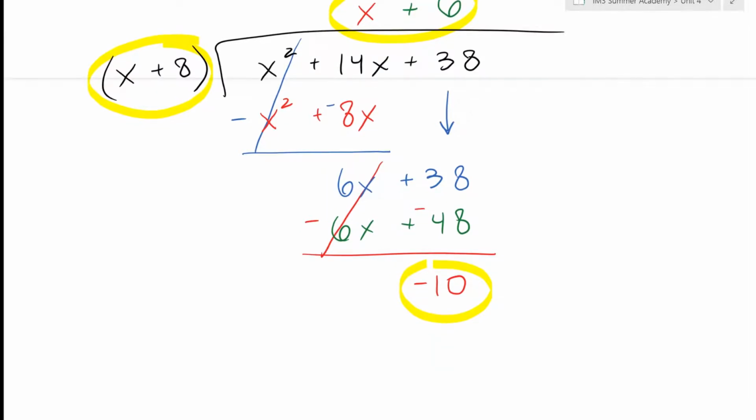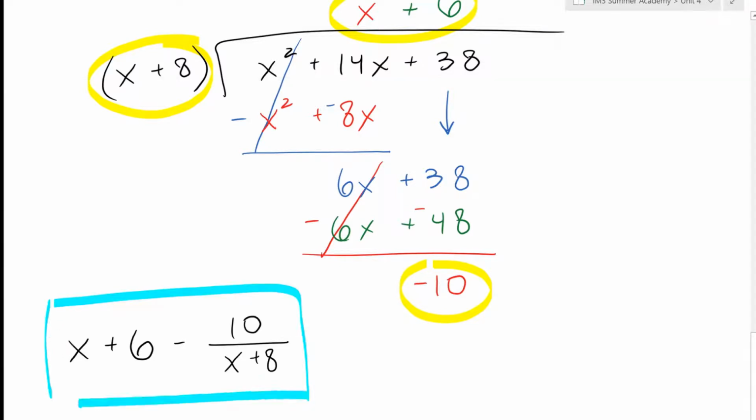Let's write this out. X plus 6 minus 10, and then I can kind of move that minus sign to right here over x plus 8. Okay, remember that negative sign goes with that 10, so I can float it in front or with it. It just looks better to float it right there. And there we go as our answer.